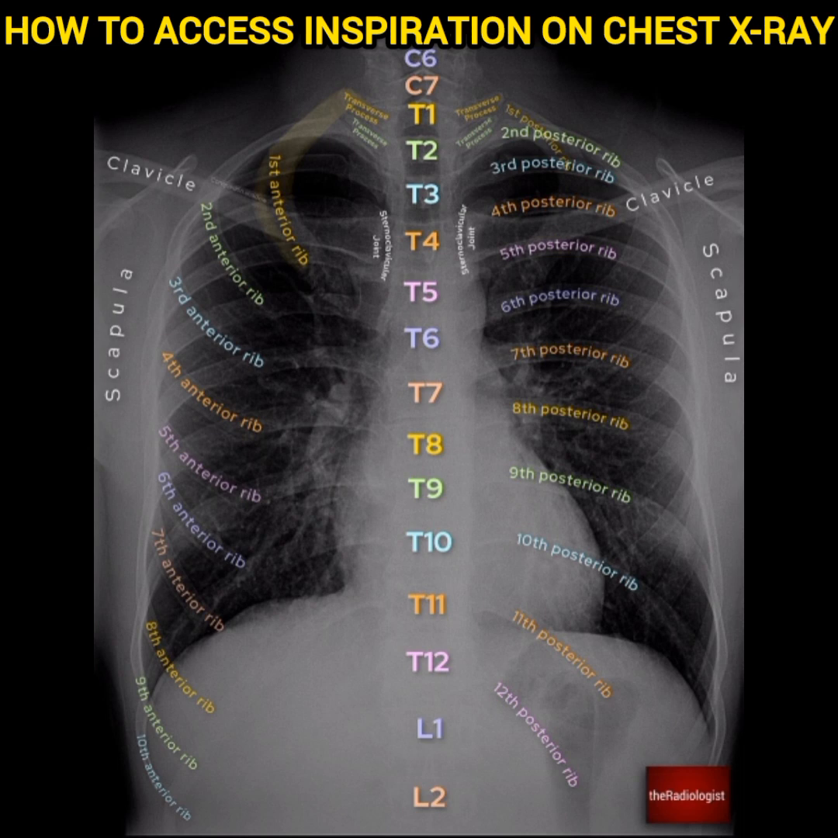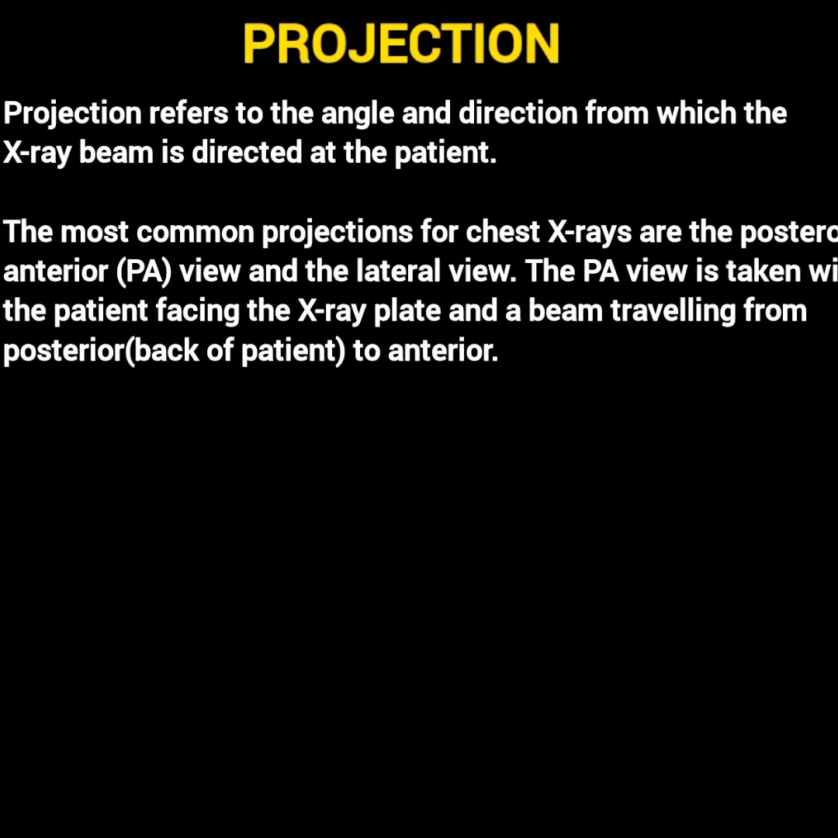For projection, this refers to the angle and direction from which the X-ray beam is directed at the patient. The most common projection for chest X-rays is the posterior anterior view. The posterior anterior view is taken with the patient facing the X-ray plate and a beam traveling from posterior, that's the back of the patient, to anterior.